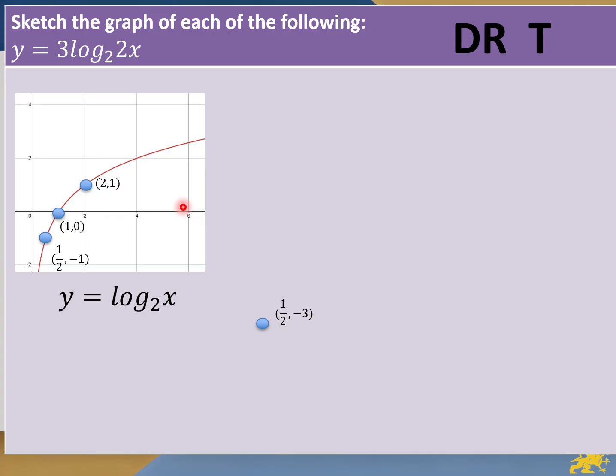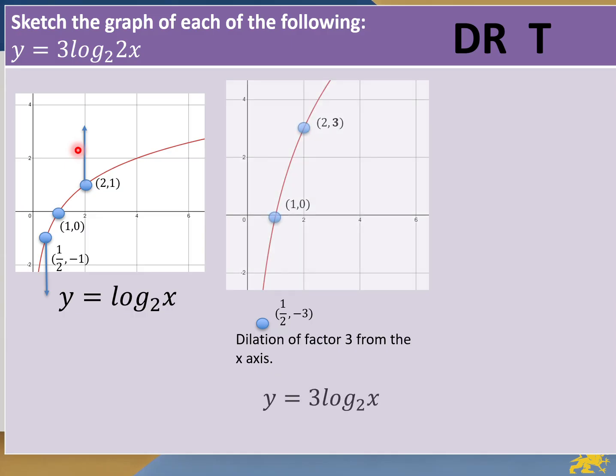The first thing I need to do is look at my transformation. I'm going to look at my dilation of factor of 3 from the x-axis. That means I am pushing away from that x-axis. This one here is just going to stay at 1, 0. But these two are going to be pushed away by a factor of 3. So instead of 2, 1, that 1 is going to be times by 3, and we'll get 2, 3. I've pushed this down and I've pushed this up, so we can see it's pushing away.